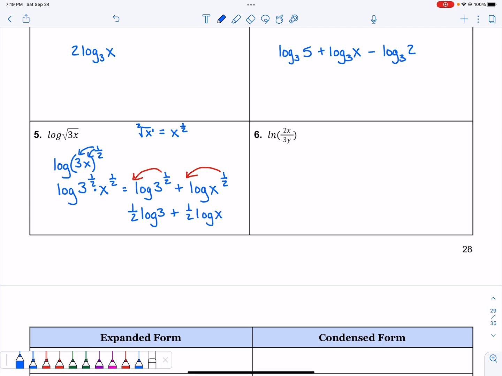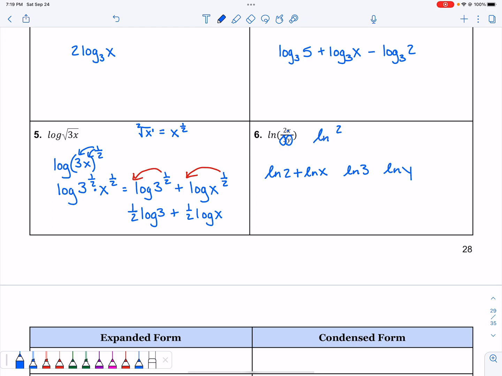And that's it. Number 6, we have natural log of 2x over 3y. So we have natural log of 2, natural log of x, natural log of 3, and natural log of y. Or excuse me, I meant to put an x right there. So natural log of 2, natural log of x, those are being multiplied in the numerator. So I need to add between those two. But then the 3 is being divided and the y is also being divided. So you think about what's happening to the 2.